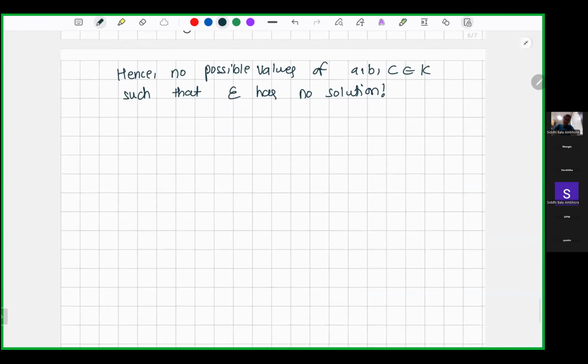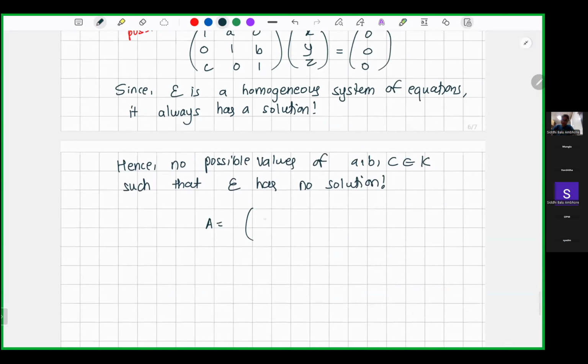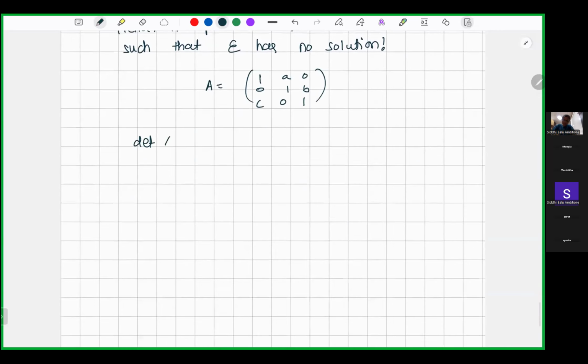Okay, so let us start. We have to check when the determinant of A is 0 or not. So suppose A is this matrix: 1, A, 0; 0, 1, B; C, 0, 1. Let us just calculate the determinant of A. I hope I wrote the matrix correctly. It will be 1 times 1 minus 0, minus A times 0 minus BC, plus 0. Okay, and this is 1 minus A into minus BC.